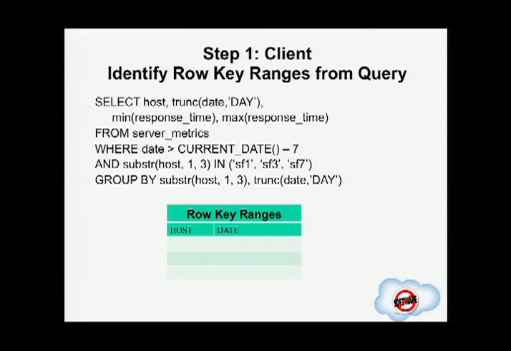OK, so the first thing Phoenix does is parse your query and look for usages of your row key columns within your query. In this case, it's found the host and the date. The next thing it does is identify the constants that you're matching against these row key columns. In this case, you're matching against SF1 or SF3 or SF7, and you're matching the date against the current date minus 7. I've identified that as T1, so anything bigger than that. This forms a kind of matrix of what the possible query results can be.